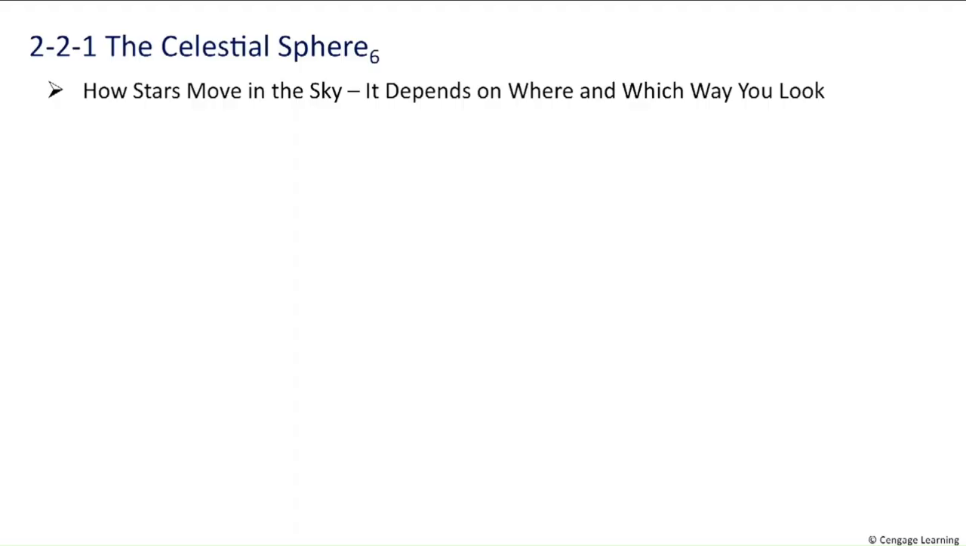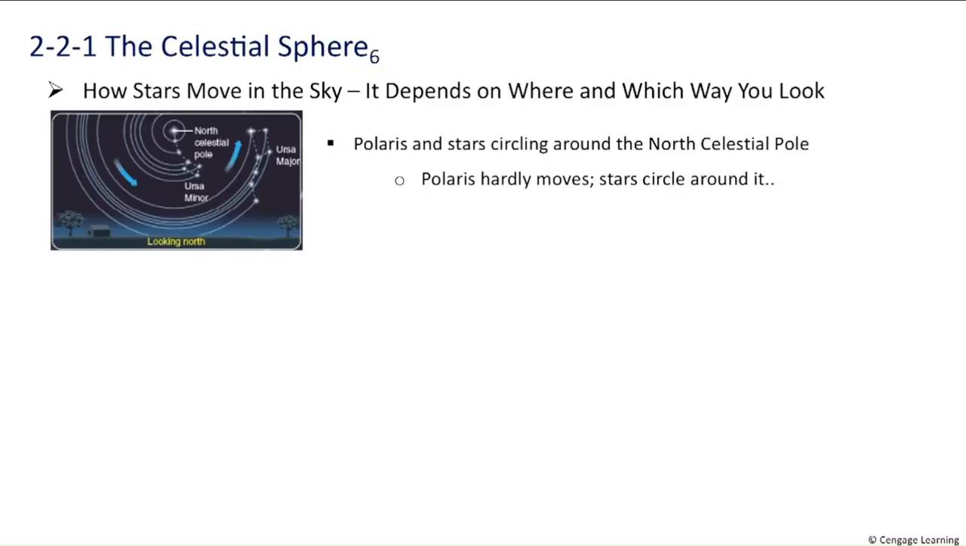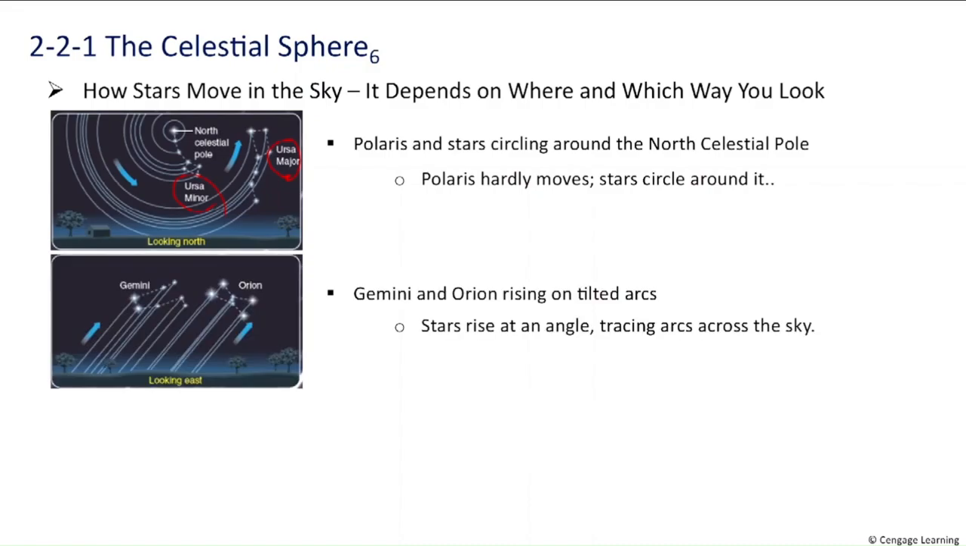So let's take a quick look at how stars move in the sky, depending on where you are and which direction you are facing, and clear up a couple of common sky myths while we are at it. So when we look north, we see Polaris, our North Star, barely moving. It stays put because it's aligned with the Earth's rotation axis. But stars like Ursa Major and Ursa Minor are circled around it. Isn't that amazing?